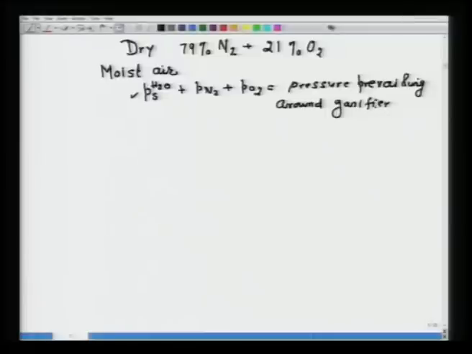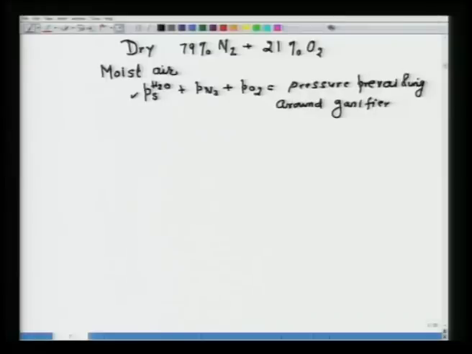Now, in order to find out PH2O, you have to take into account the relative humidity and the saturation vapor pressure. If you multiply, you will get this particular amount. So, if you subtract this PH2O from the pressure prevailing around the gasifier, you get PN2 plus PO2. Now, this has become dry air. So, 79% of that and 21% of that will give you the proportion of nitrogen and oxygen, and H2O in there. So, that part is to be taken care of. This is about the material balance.